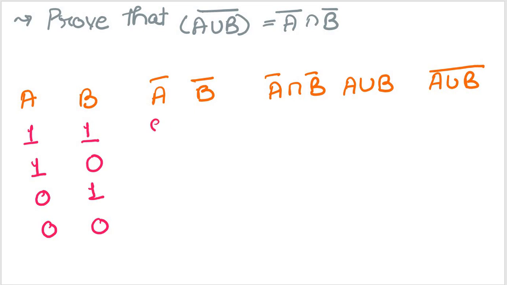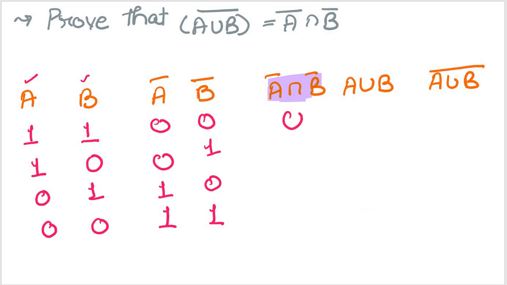So A bar, that means 0 here. I'm getting this from here: 0 here, 1 and 1. For B bar, I'm getting 0 here, 1 here. See, I'm using this: I'm getting 0 and I'm getting 1. Now what I'm supposed to do is, for this part, find the intersection. So 0, 0, it is 0 only; 0, 1, 0; 1, 0, once again 0; 1, 1, 1.